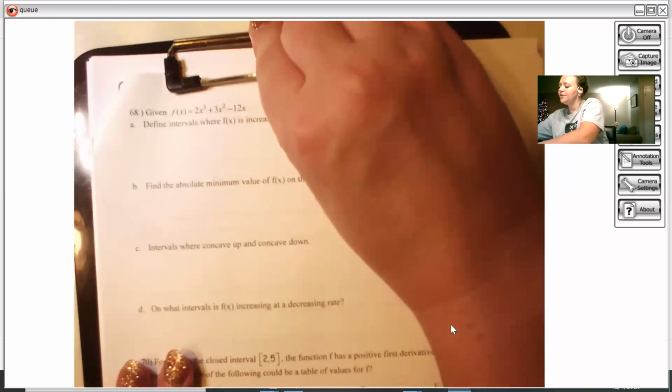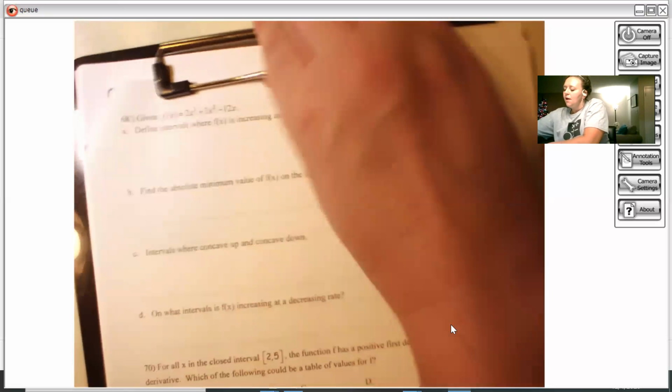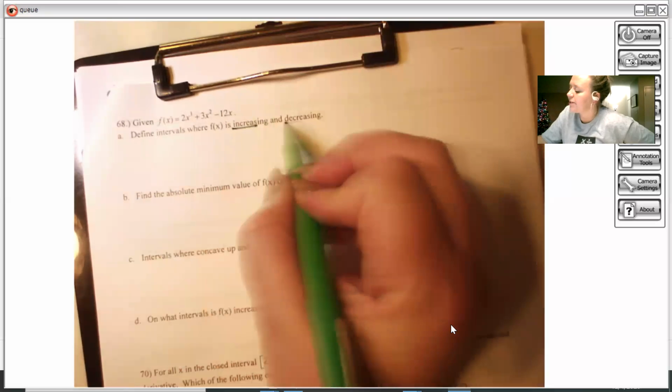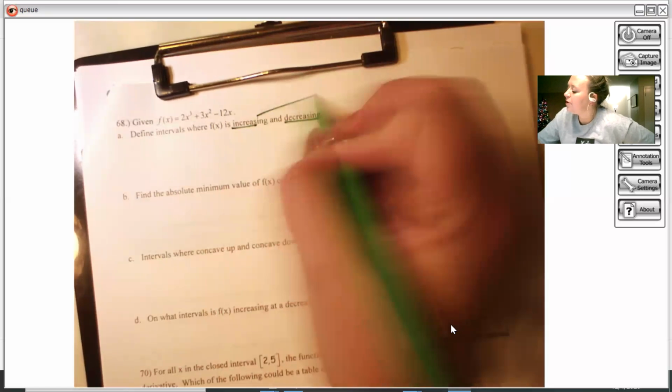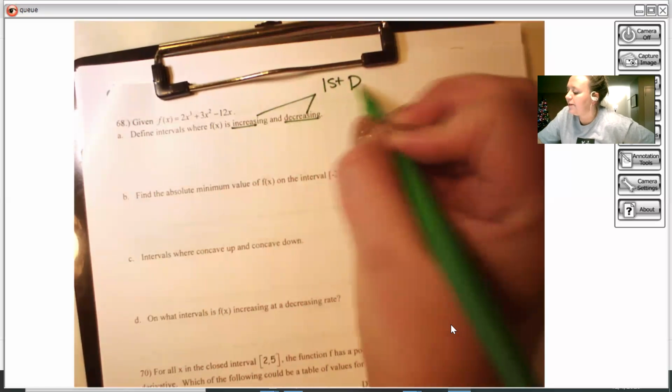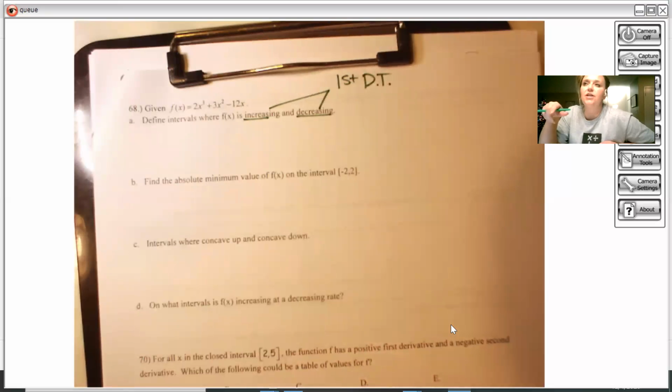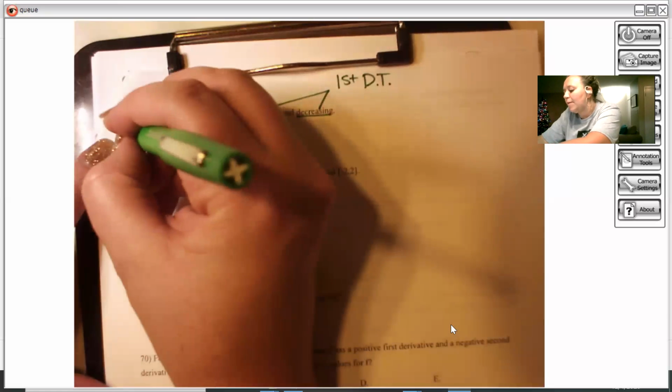Yeah, let's do number 68. Okay, so first thing we want is increasing and decreasing intervals. Both of those have to do with the first derivative test. The first derivative is going to tell me when my function is increasing and decreasing. So first thing I'm going to do is take f prime of x.